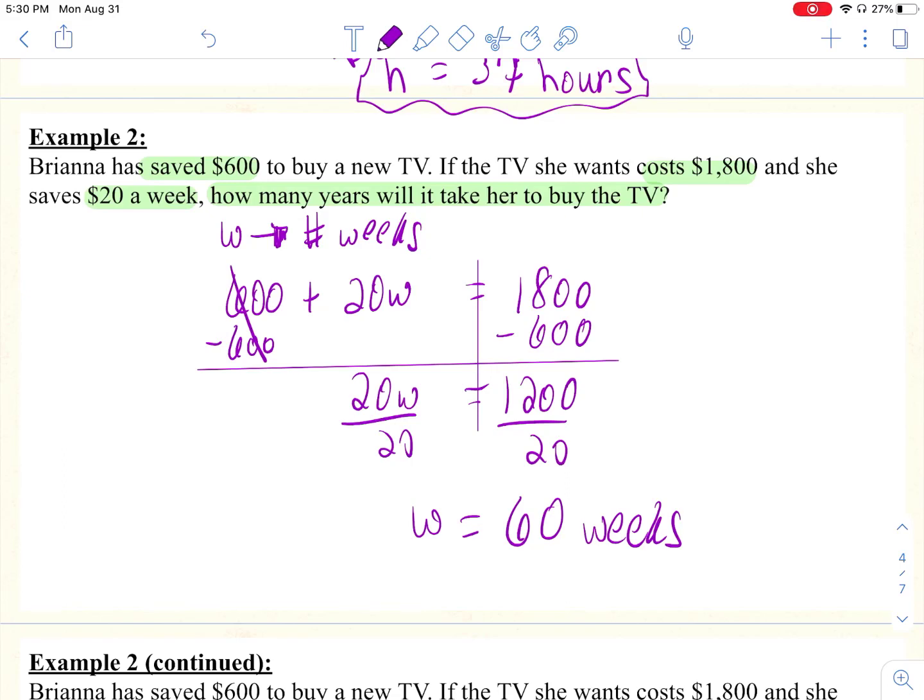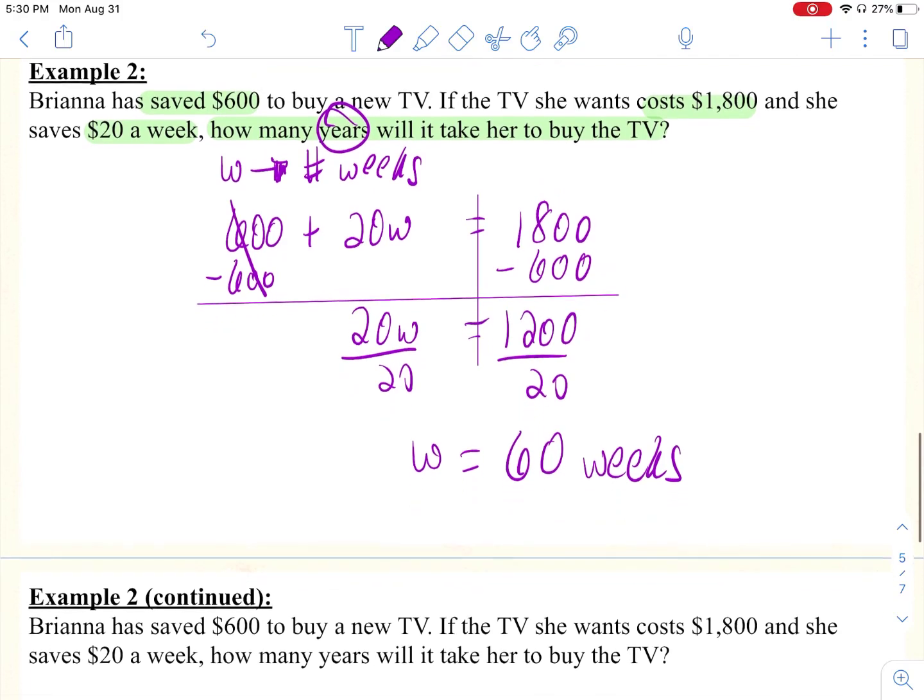But the question asks, how many years will it take her to buy the TV? They want to know the number of years, not the number of weeks. So we're going to have to convert this just like we did with our unit conversion practice up top. So we're actually going to do this on the next slide.